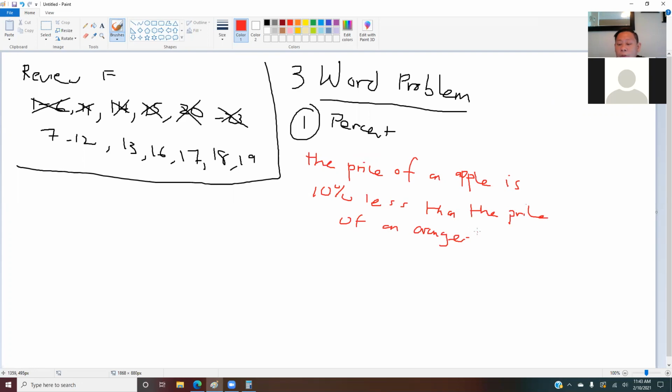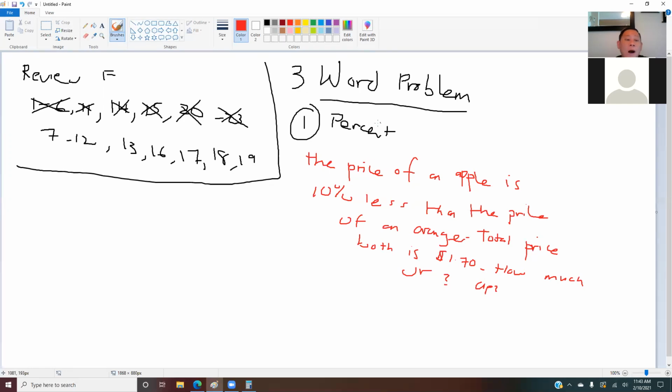If you buy both, the total price for both is, let's say, $1.70, for example. I don't know. So how much is an orange and how much is an apple? So the question is, how much is it for one orange? And how much is an apple?